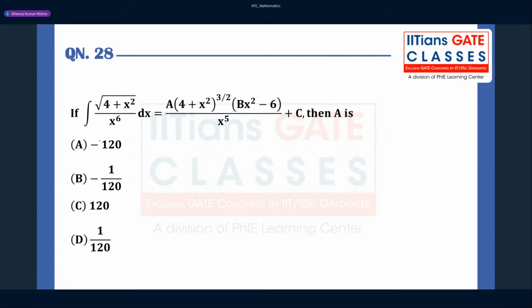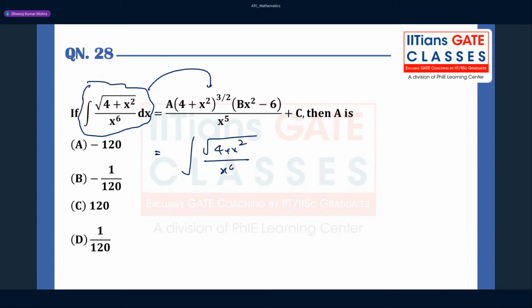You see what they are asking: the integration of square root of 4 plus x square by, so just consider this, and you have to express this in this format. It is going to be a very lengthy question. So what we can do here, the very first step, is to write this integral as square root of 4 plus x square by x to the power 6 dx. Fine. So I think this is clear for all.